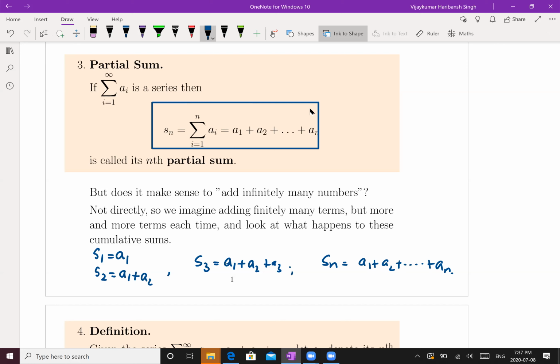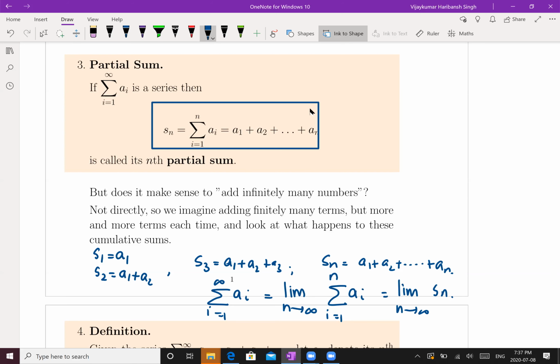So now how do you define this infinite series? This infinite series, the summation i going from 1 to infinity of ai, can be thought of as the limit as n goes to infinity of the summation i going from 1 to n of ai, or it can be thought of as the limit as n goes to infinity of Sn. So your infinite series is basically the limit of this sequence.